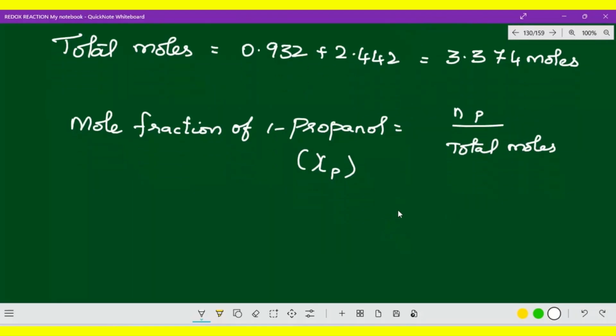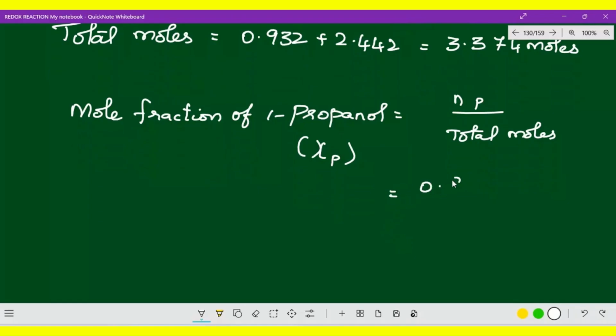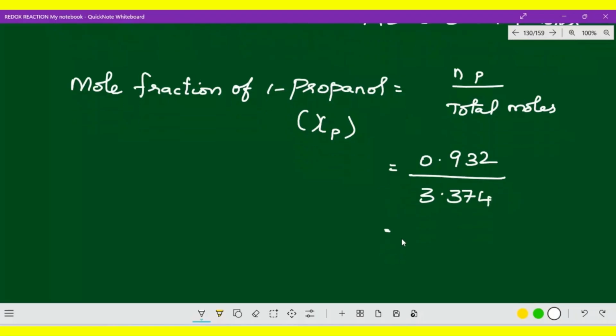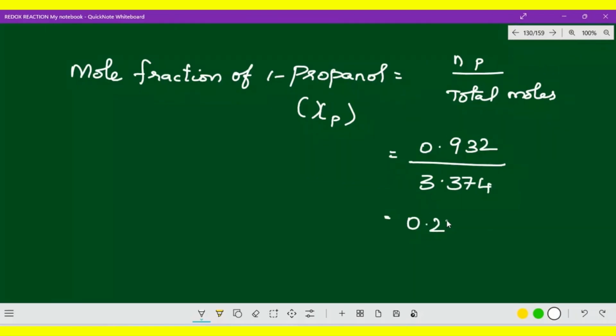So you will apply the values here. This is 0.932 divided by 3.374. So you will get the answer 0.276. No unit for mole fraction. So the mole fraction of 1-propanol is 0.276. The remaining is water. So when you add both compounds, you will get 1 mole fraction.